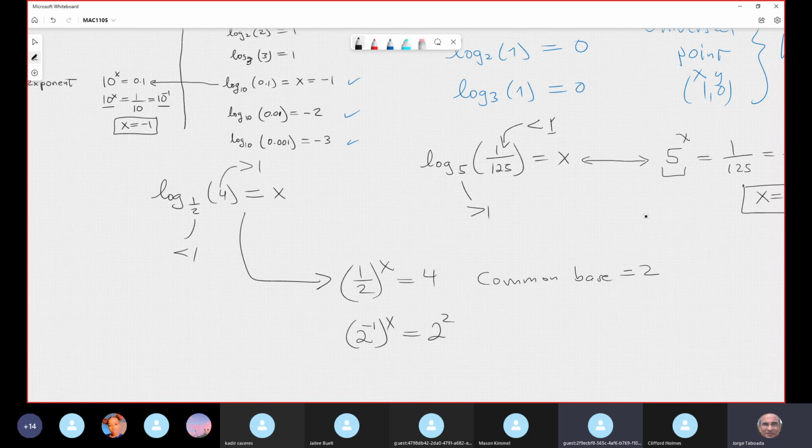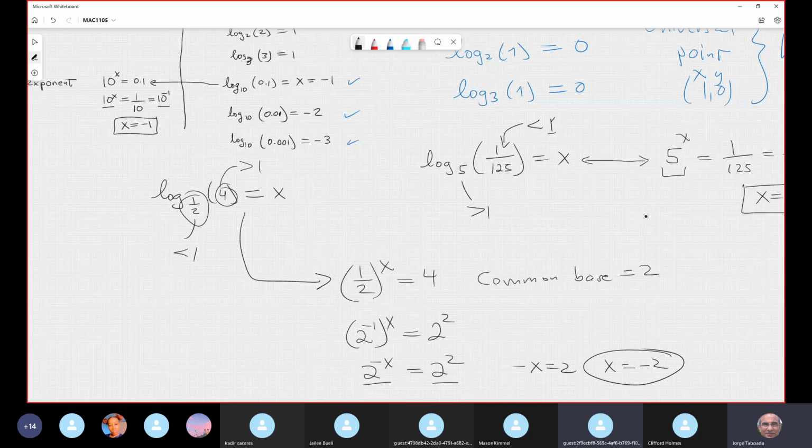Now, multiplication of the exponents, this is like a 2, no necessary parentheses. 2 to the negative x, negative 1 times x, is equal to 2 to the second power. So we have exponentials with the same base, so negative x is equal to 2, and the conclusion is x is negative 2. And this happens again because we have a contradiction: base less than 1 and argument of the logarithm greater than 1. Here the exact opposite occurs, the base is greater than 1, 5, and the argument is less than 1. So the logarithm is negative.